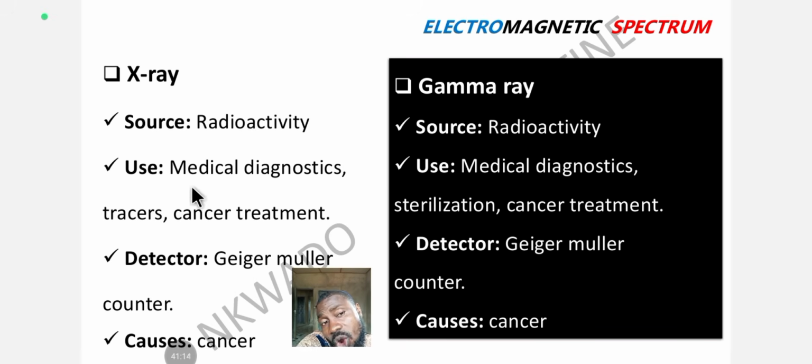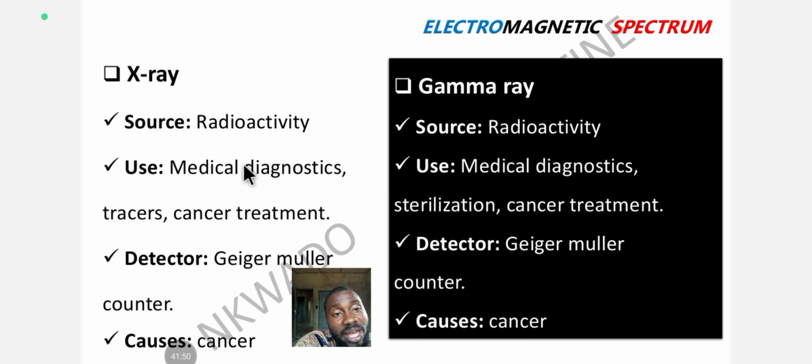And what does X-ray cause? What can be the undesirable effect of X-ray? X-ray can cause cancer, especially when you are exposed to a high quantity of X-ray that your body cannot absorb quickly, because your body absorbs X-ray slowly. So if your body cannot absorb them quickly, they turn to what? Cancer. That is why it's safe to use X-ray for diagnostics.